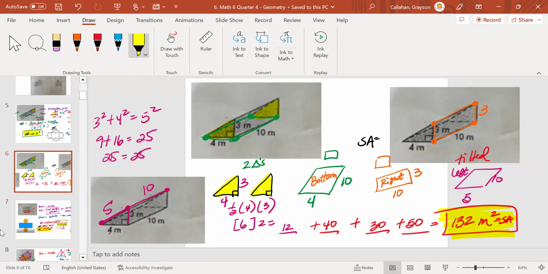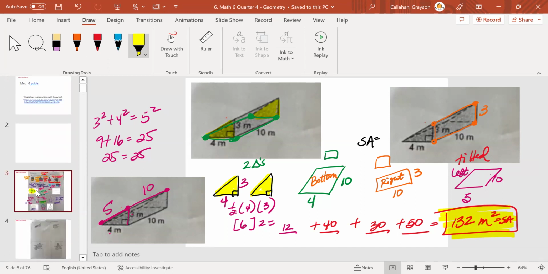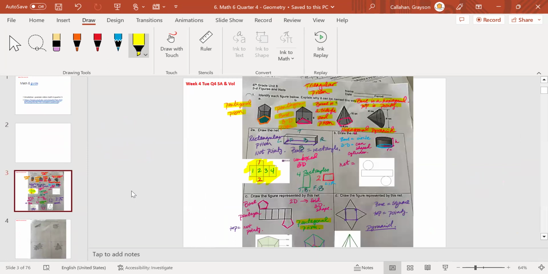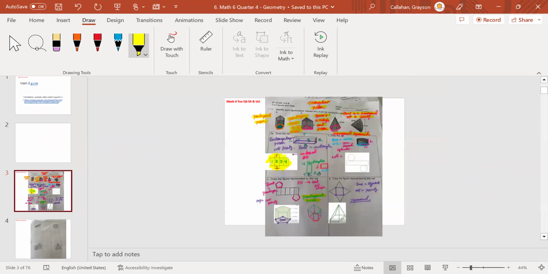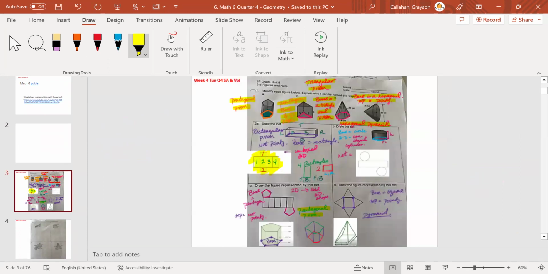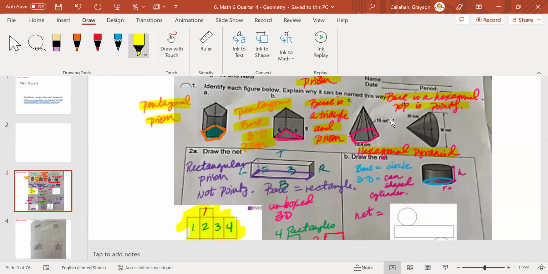Do you see that? Okay, so just as a quick review, going from the very beginning of this assignment, make sure you have all the things that we colored in. We identify this as a pentagonal prism. This one is going to be a triangular prism. This one right here is a hexagonal prism or hexagonal pyramid, right? And this right here, I don't think we actually said this one. I don't think we did. Okay, skip that one.